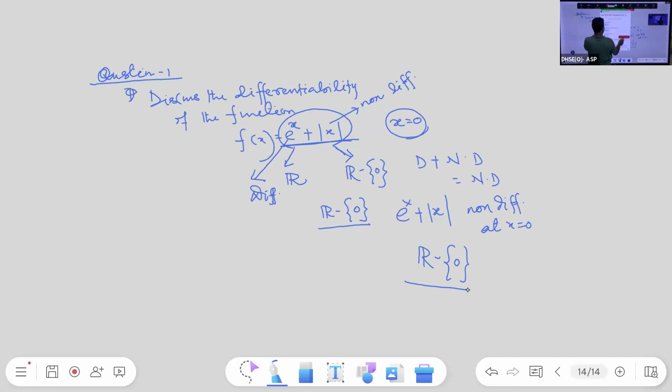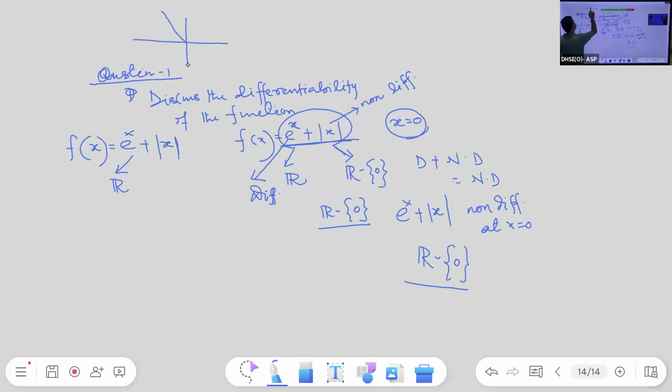Please. Again, I will explain. Discuss the differentiability of the function f of x is equal to e raised to the power x plus mod x. Already I have written the standard functions and their differentiable regions. E raised to the power x is differentiable everywhere in its domain, and you know the domain of the function is R. The function f of x is equal to mod x takes a sharp turn at x is equal to 0. No unique tangent can be drawn to the graph of the function at x is equal to 0.